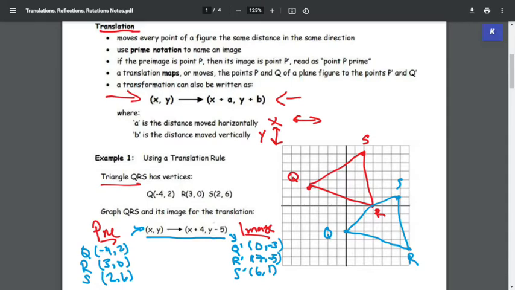So if we look at it, I didn't connect the lines that well, but if you notice, our triangle didn't move at all, or its shape didn't change at all, not like a dilation. I just took it over and slid it over.